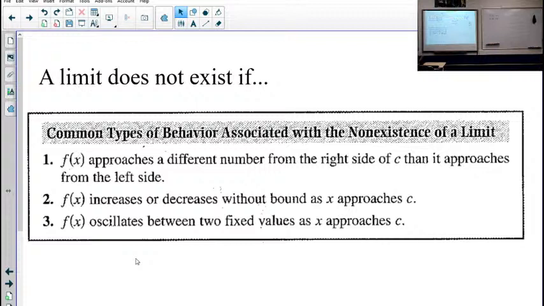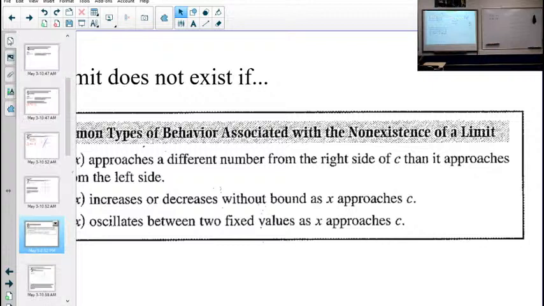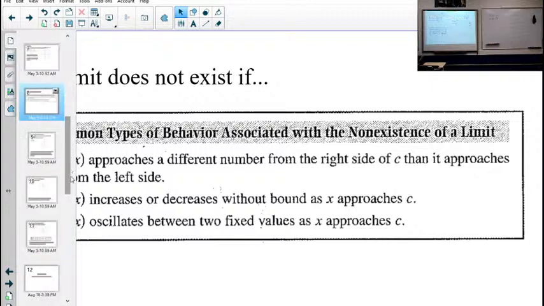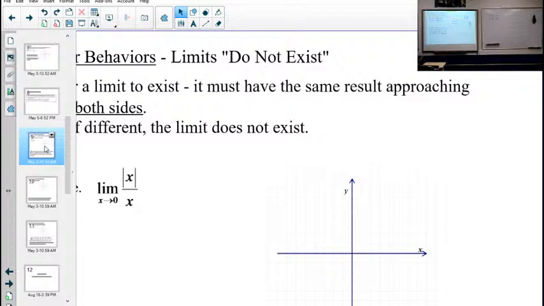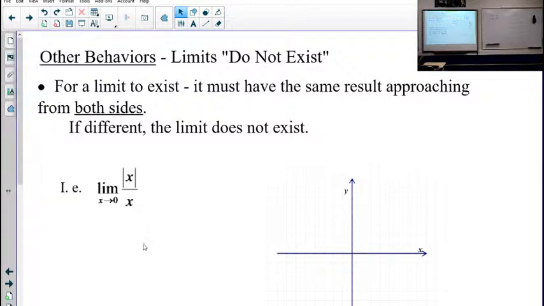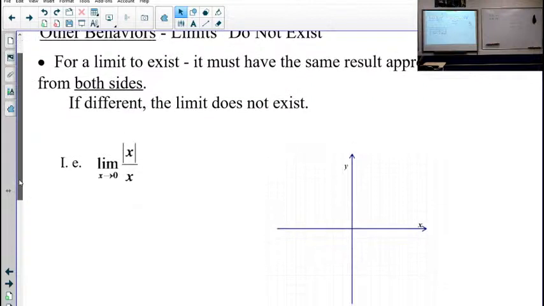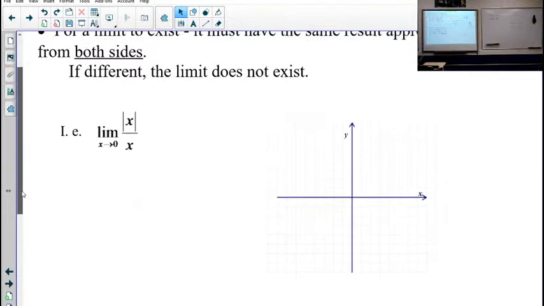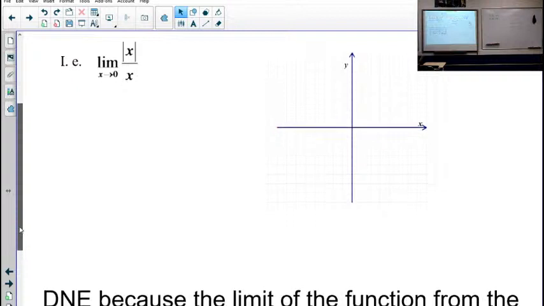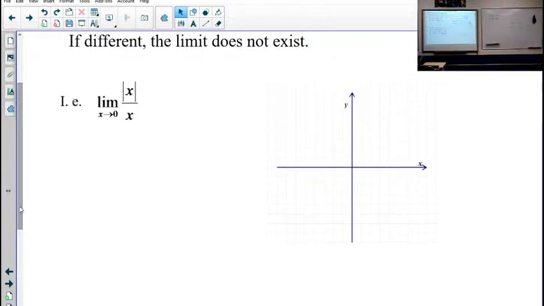So let's start with the first one. The first one is the most common one. This is the most common case of a limit not existing. You must have the same result approaching from both sides. If it's different, the limit does not exist. Here's an example. I'm going to give you 2 minutes. I want you to try and make the graph of this function.